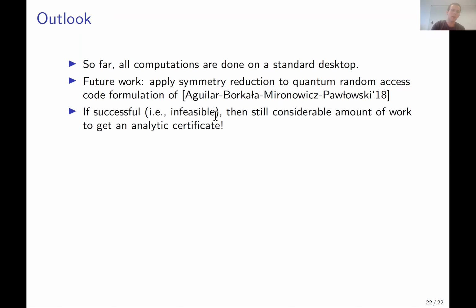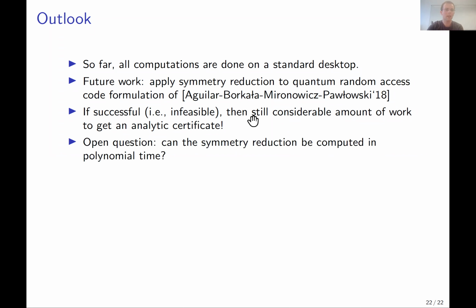Okay, and then I just want to point out that the results that we showed about infeasibility on the previous slide were really numerical results. So we haven't tried to round them to get really analytic certificates, for the reason that the only cases that we managed to rule out are very easy to show by hand already. But in principle, if we would get, let's say, a positive result for dimension 6, it would still, I think, take quite a bit of work to round this to an analytic certificate.